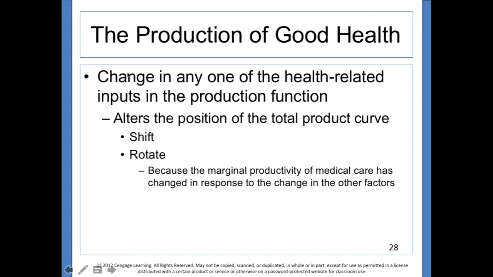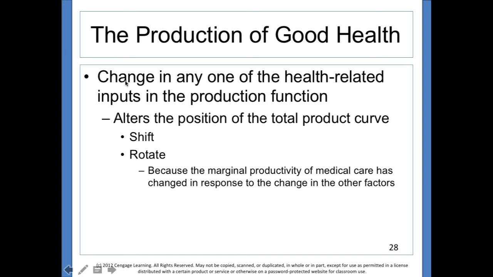So, changing any one of the health-related inputs in the production function alters the position of the total product curve. So it means that it shifts or rotates. Now, so far we assume that we are keeping all else being equal, meaning that all the other factors rather than medical care are assumed constant. But what if all the other factors change one by one? So we are changing one by one.